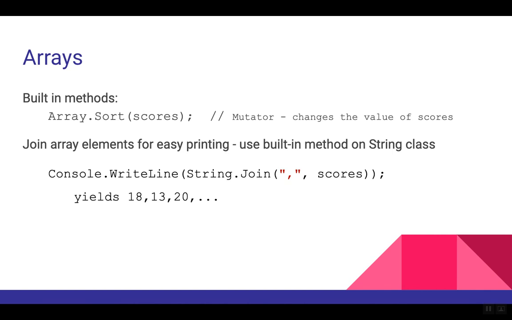An accessor takes the value of the variable, does something to it, converts it to uppercase, to lowercase, and returns a new copy. It does not change the original variable. A mutator changes the original value of the variable. So array.sort, when I run that, the variable is now changed. What was in element 0 is not necessarily still in element 0.